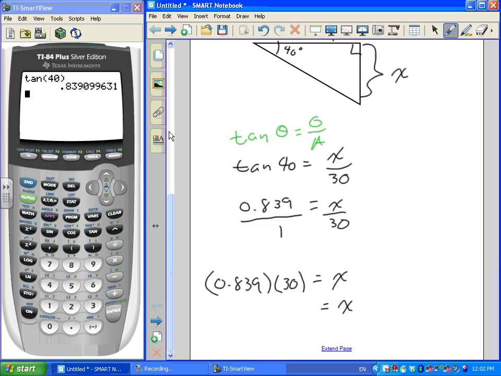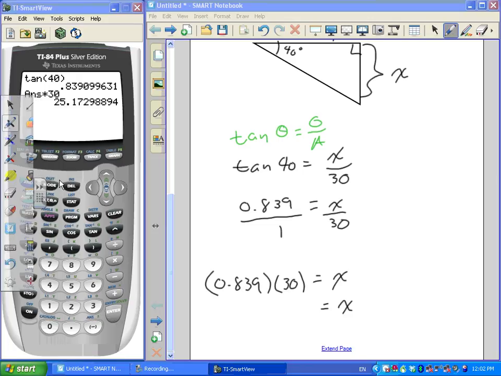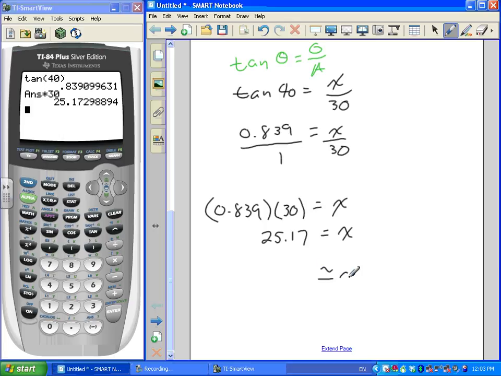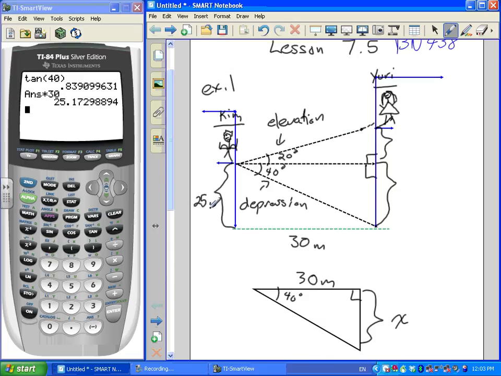So in my calculator, I'm going to take the same answer from above, because it'll be more accurate this way, multiplied by 30: 25.17. Now I can work in the meters here, but maybe in the question, does it say to round? Good. It says round to the nearest meter. So this 25.17 meters is approximately, x is approximately 25 meters. So Kim's balcony is 25 meters off the ground. It's pretty high up. Okay?